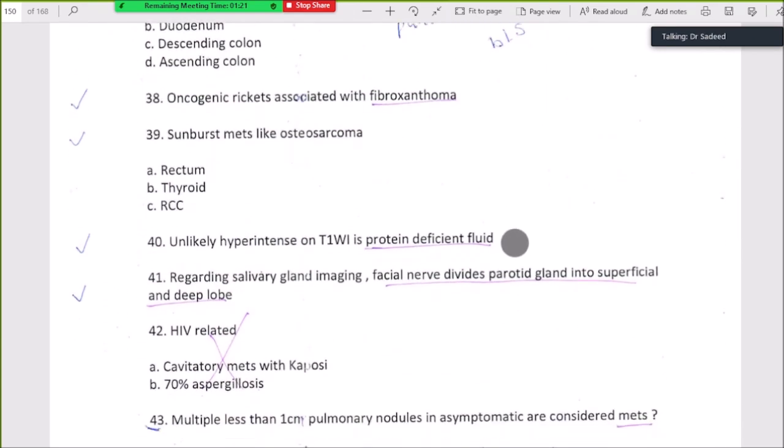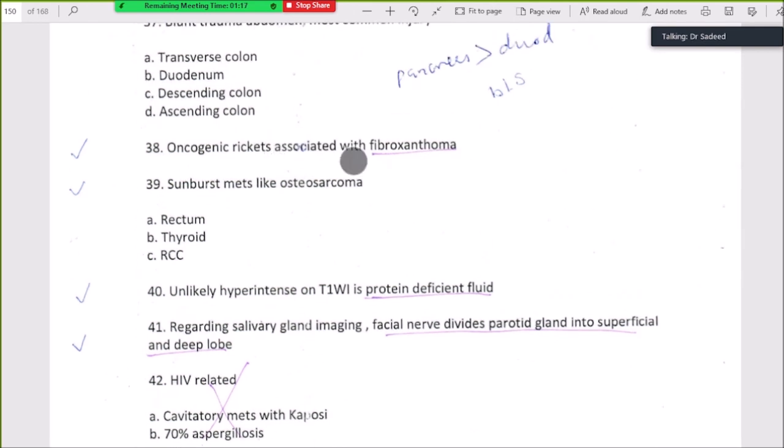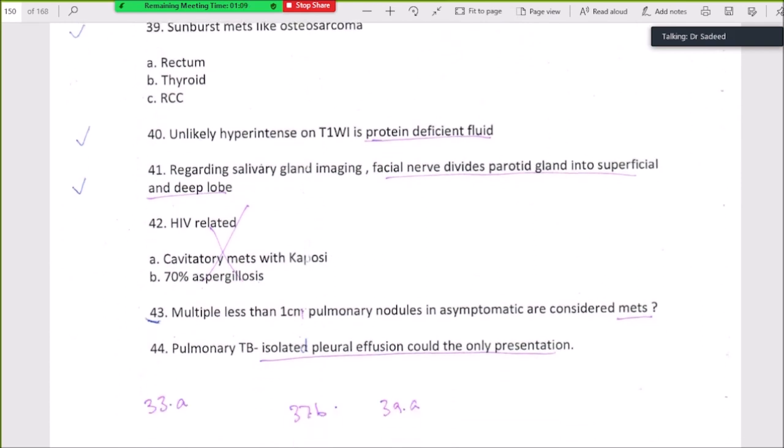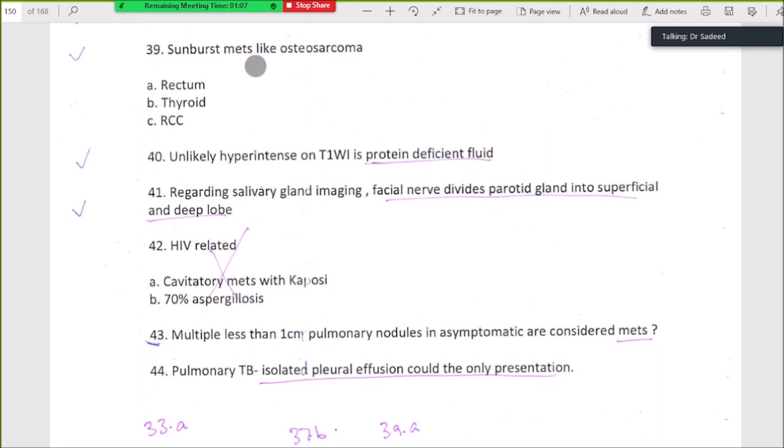38. Oncogenic rickets is associated with fibroxanthoma. 39. Sunburst matrix-like osteosarcoma is seen in the rectum. 40. Unlikely hypertension of T1W is dependent period.